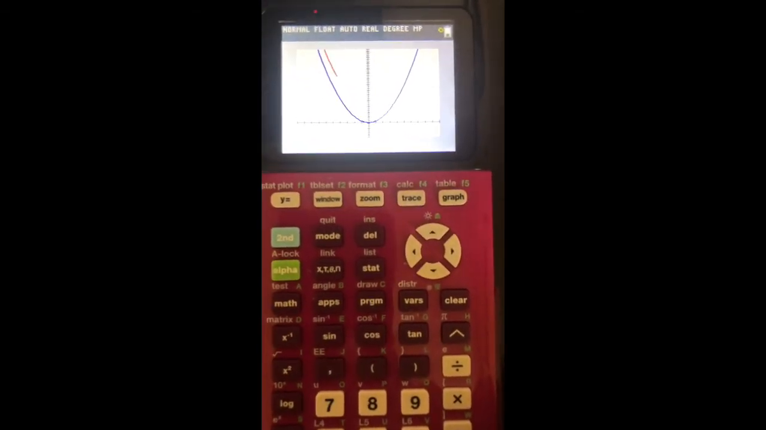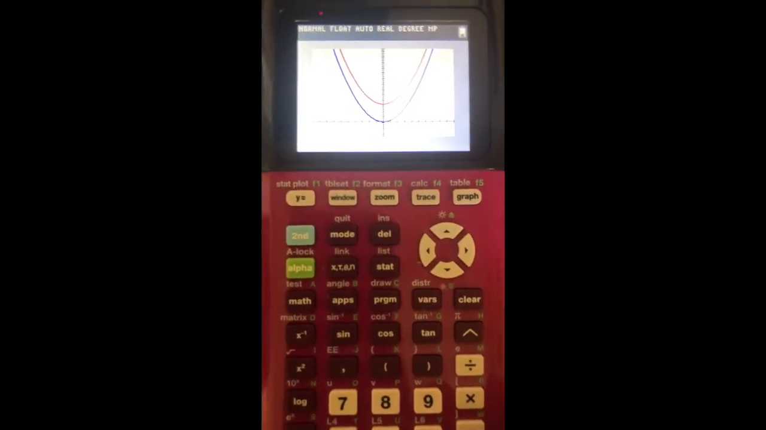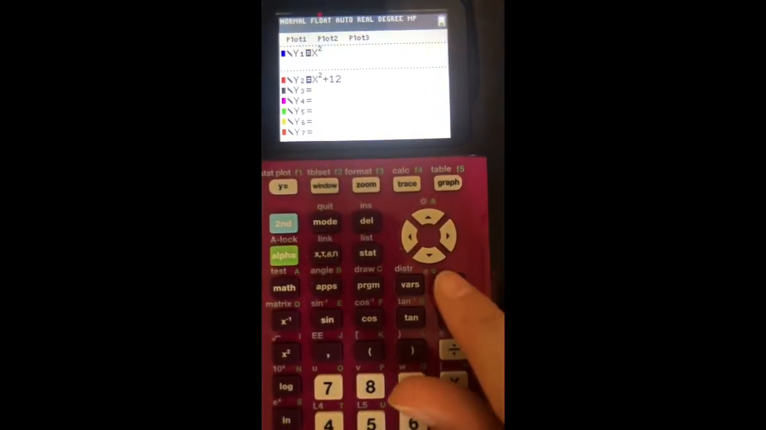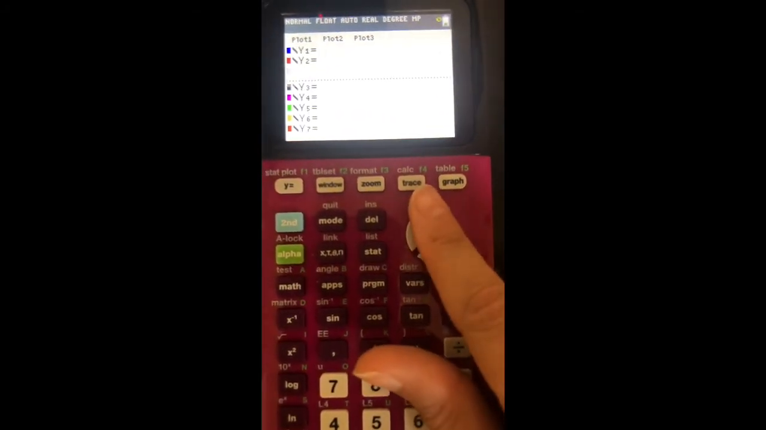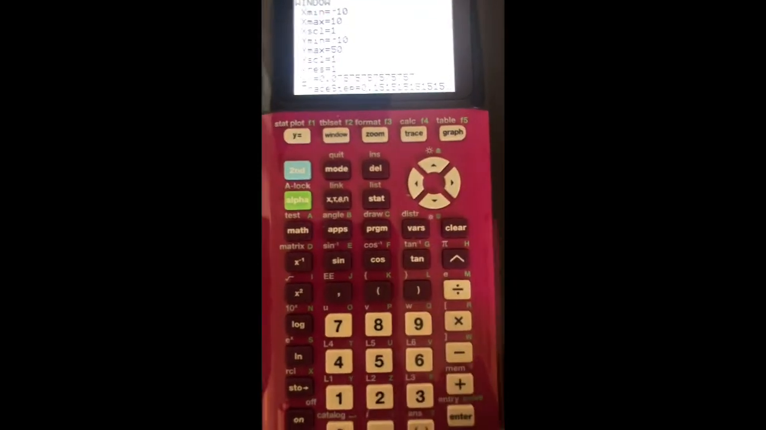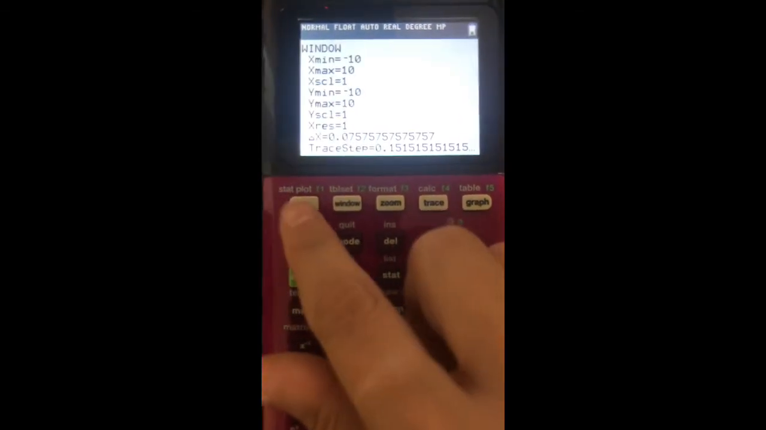So the more you do this, the better you'll get. So the blue graph is our original, the red is the new, okay? All right, I'm going to go ahead and clear these just for fun. And then I'm going to adjust the window back just because I don't like that it's not proportional. Okay, then go back to Y equals.